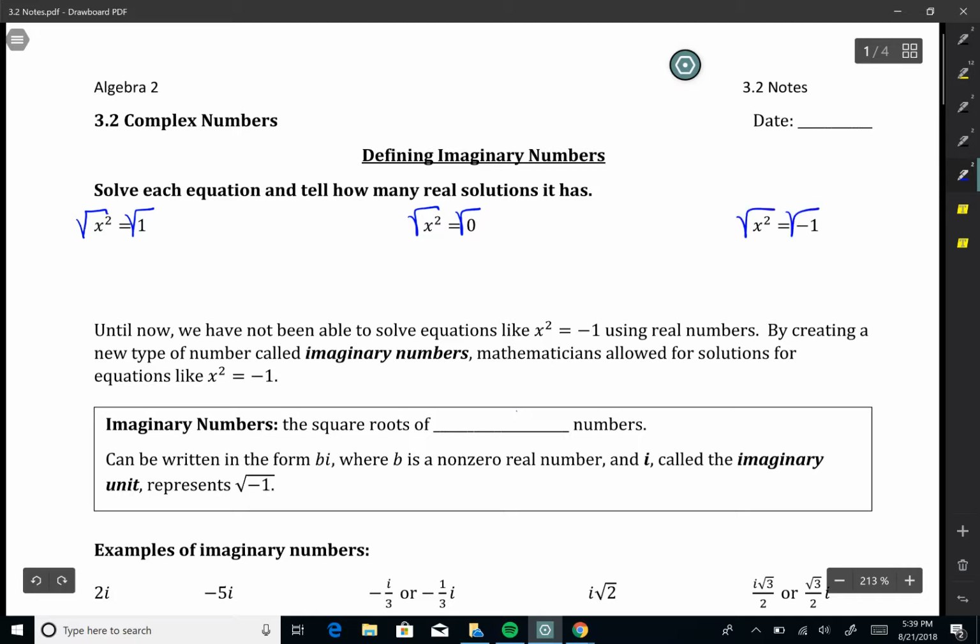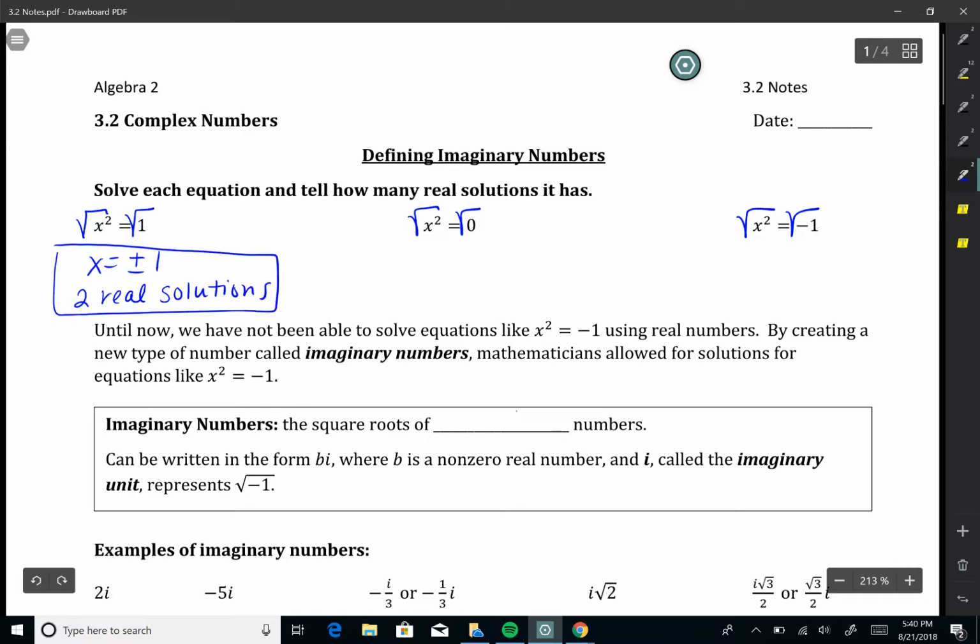So essentially I'm asking myself, what is the square root of 1? What is the square root of 0? And what is the square root of negative 1? Now using real numbers, we know that the square root of 1 could be plus or minus 1 because a positive 1 times itself gives us a positive 1 and a negative 1 times itself gives us a positive 1. So this equation has two real solutions. They are positive and negative 1.